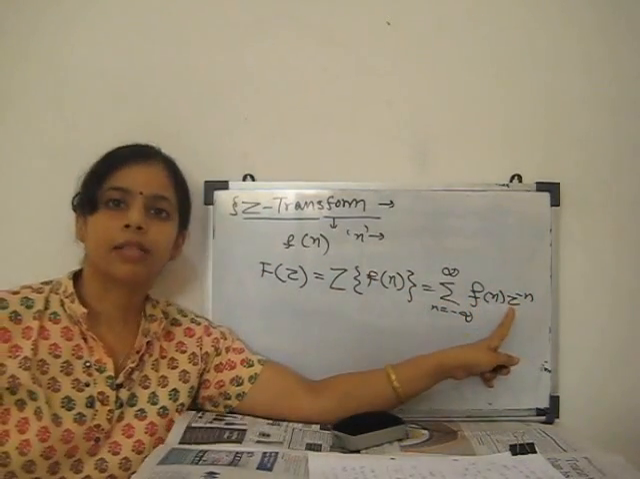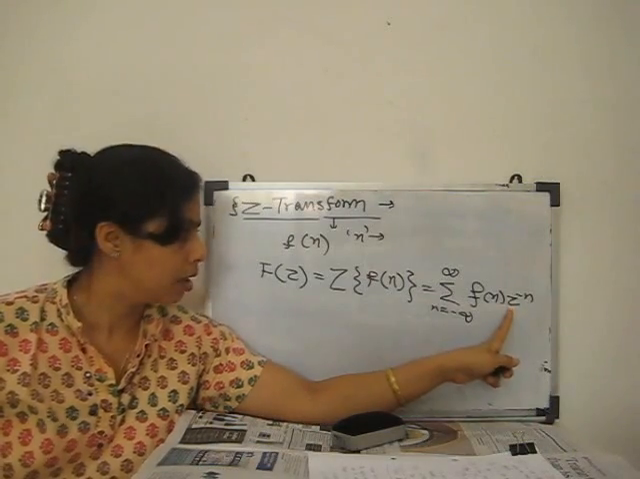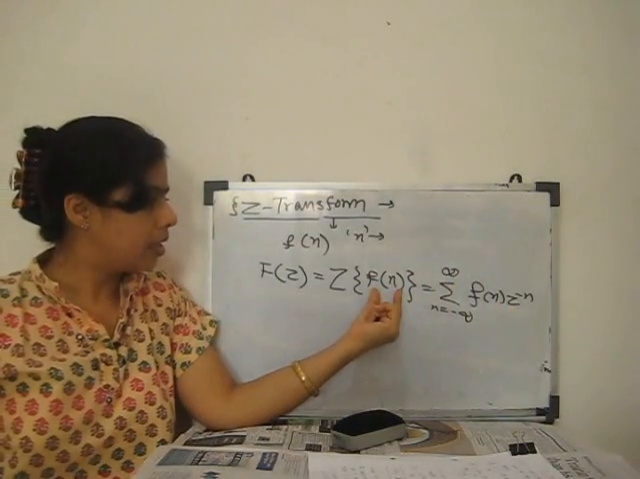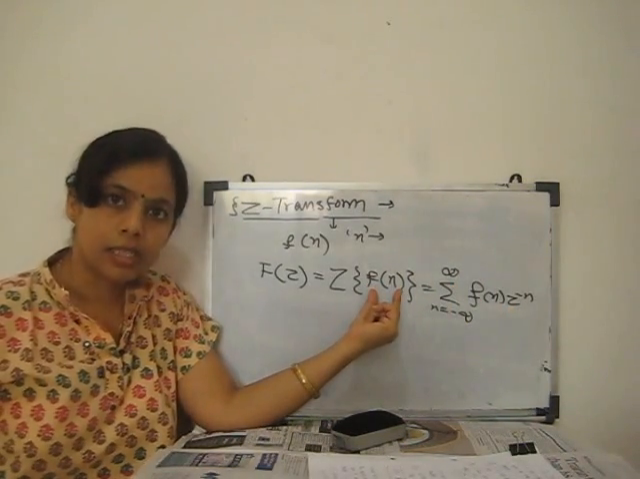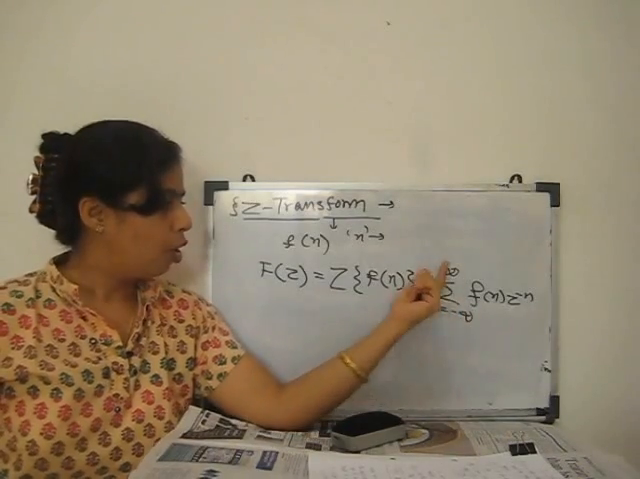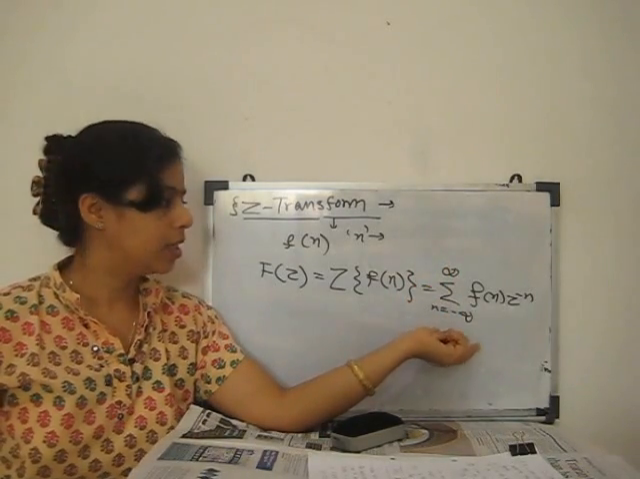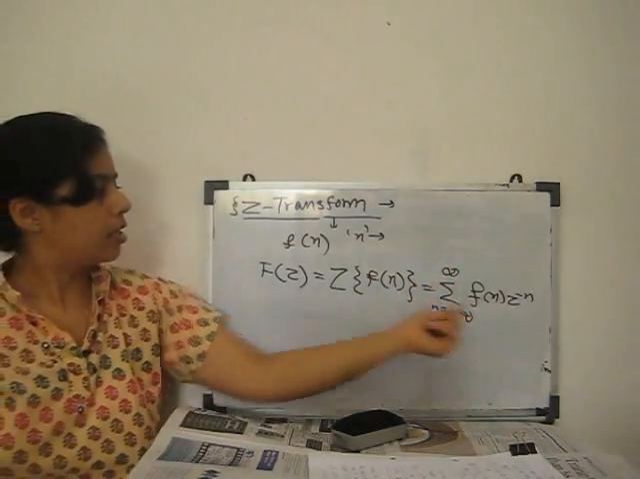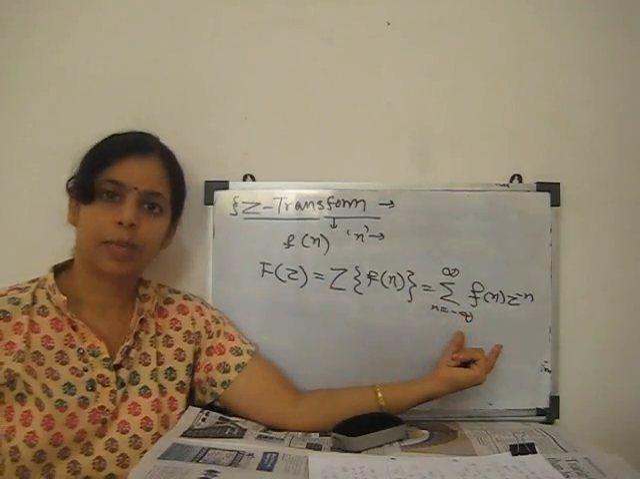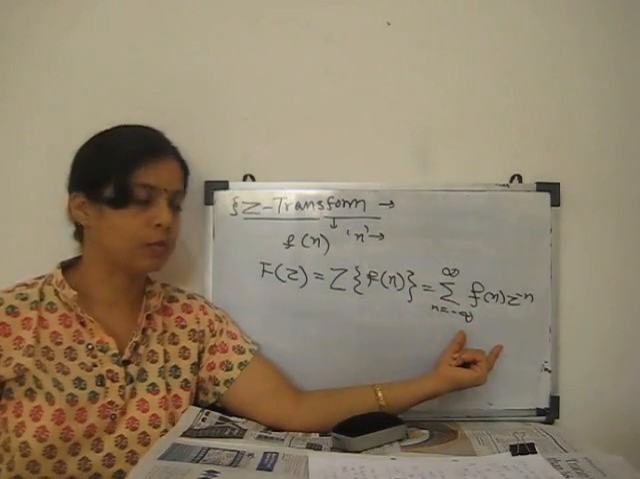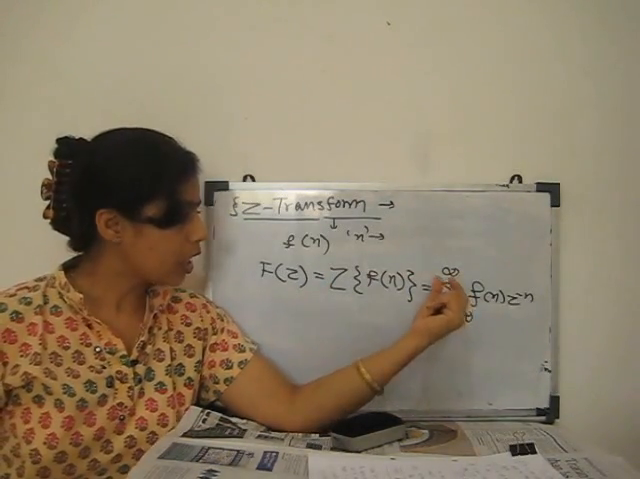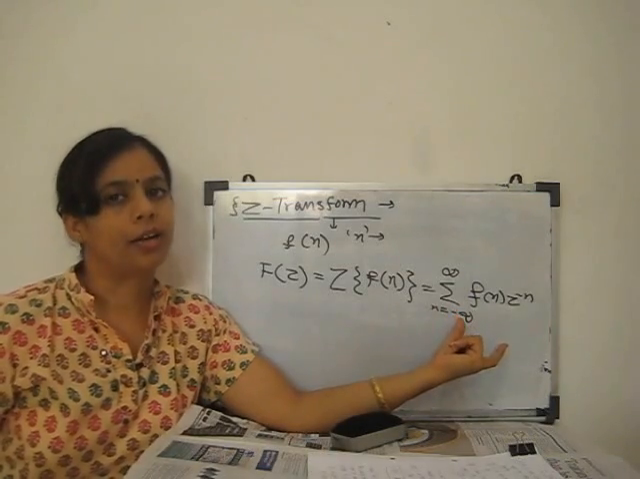This Z represents any complex number. So for this Fn sequence, which converges for all values from minus infinity to plus infinity, this representation is known as the Z transform. So this is called the two-sided Z transform.